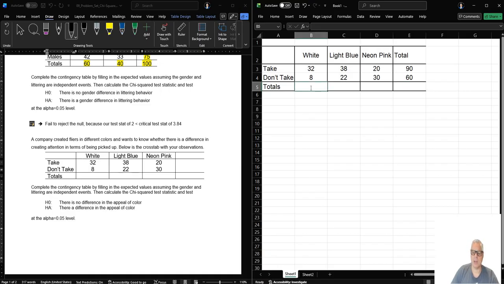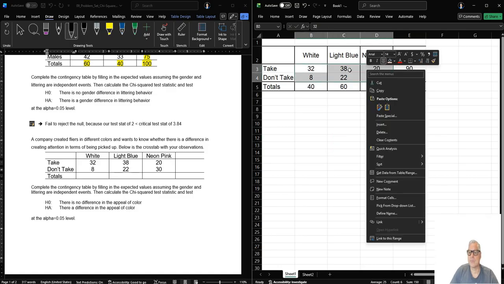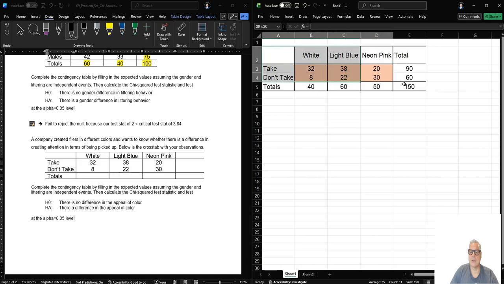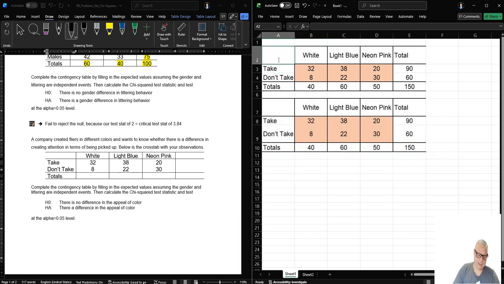Okay, so how many white ones did we have? That's 40. How many light blue? That's 60. And how many neon pink? Well, that's 50. So we have a total of 150. Okay, so next we copy and paste this cross tab again. And so on top we see the actual observations, and now we need to calculate again the expected.